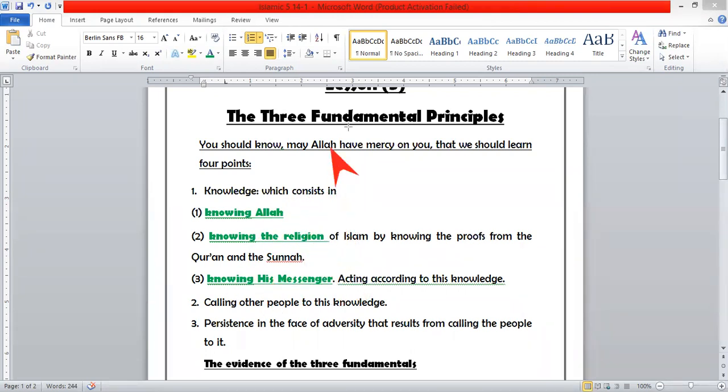Calling other people to this knowledge. The second fundamental principle is calling people towards Allah, towards the religion, towards the Prophet Muhammad, peace be upon him, towards the knowledge of Allah, the knowledge of religion, and the knowledge of Prophet Muhammad, peace be upon him. So, calling other people to this knowledge, and persistence.